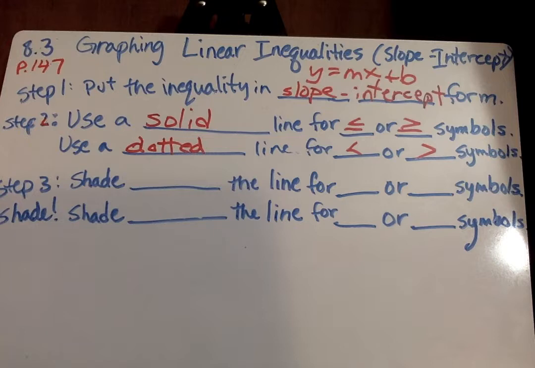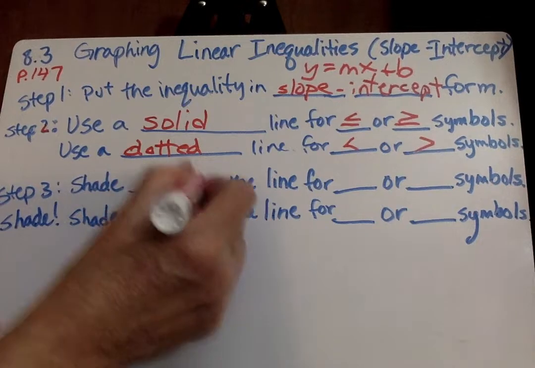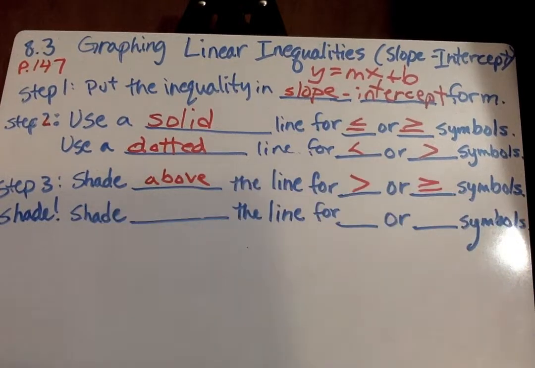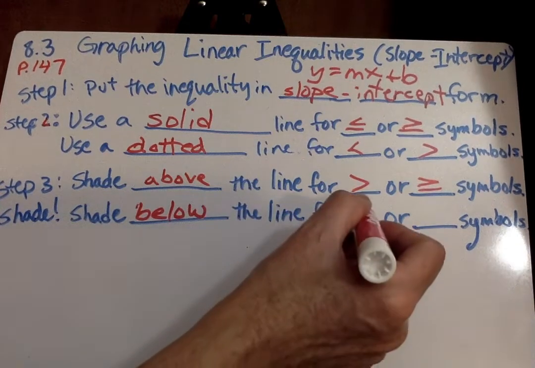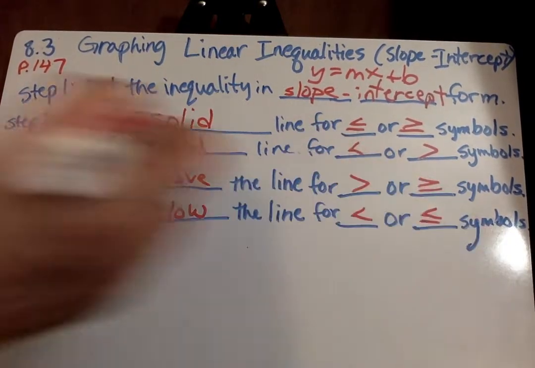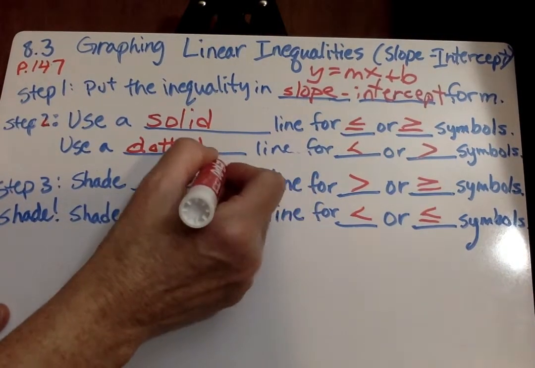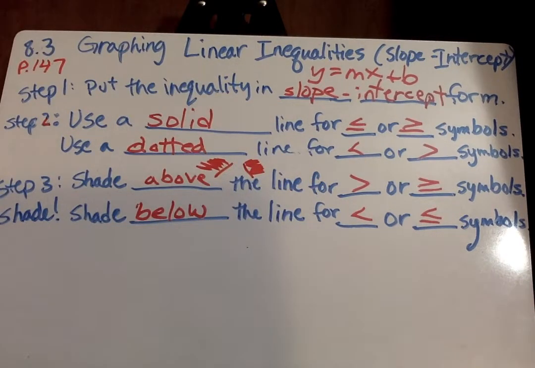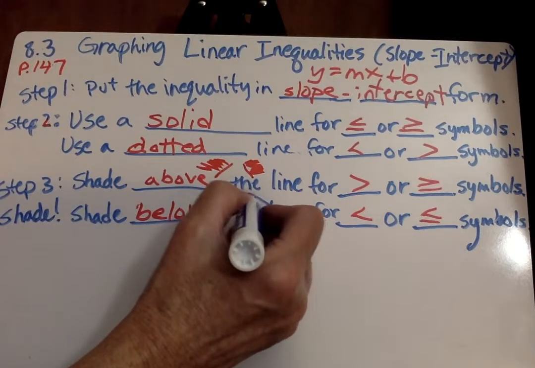Step 3, shade above the line for greater than or equal to symbols. Shade below the line for less than or equal to symbols. Okay, so above the line would be shading here and here. And below the line would be shading here and here.